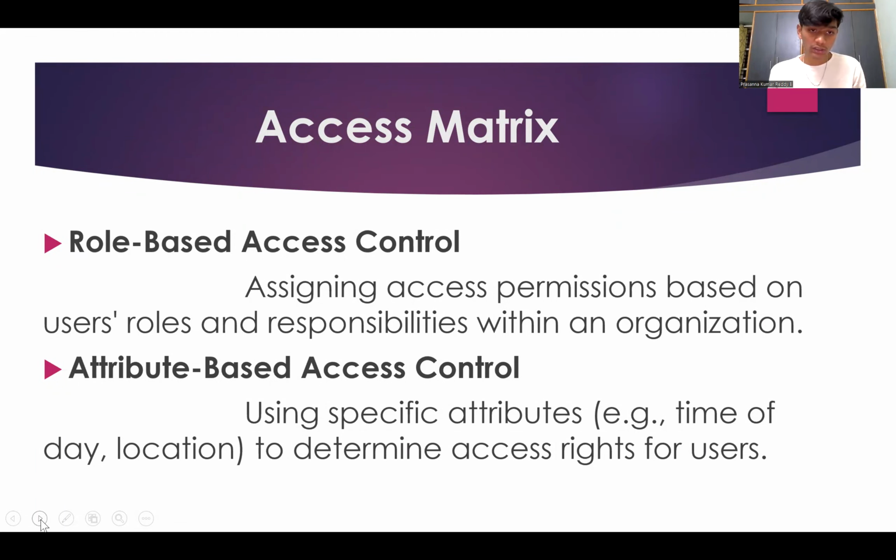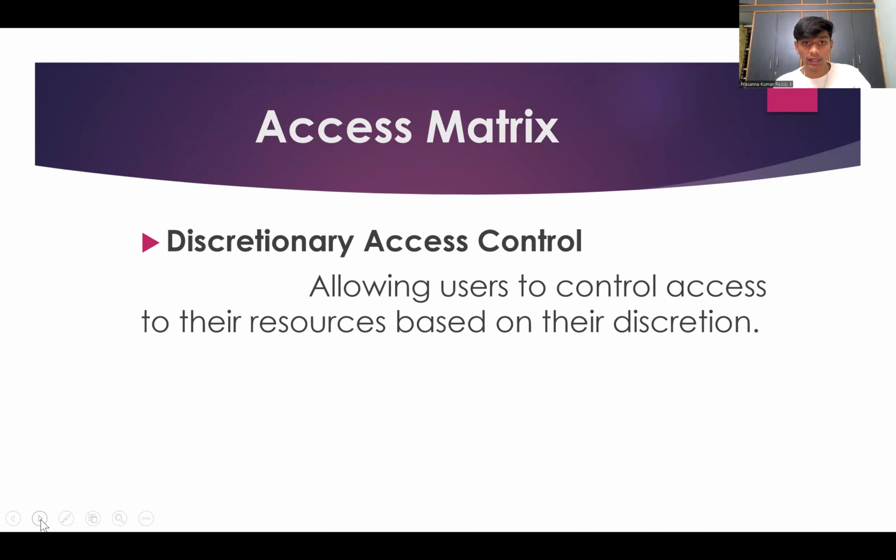In attribute-based access control, using specific attributes, for example, time, day, and location, to determine access rights for users. By using the time, day, and location, by these attributes, we can determine the access rights of the users. This is attribute-based access control. And in discretionary access control, allowing users to control access to their resources based on their discretion. In this discretionary access control, the users can control access to the resources based on their discretion.